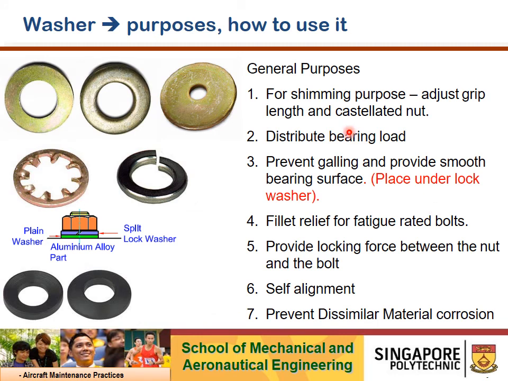The general purposes of washers: they are used for shimming purpose, to adjust grip length for the fastener installation and the castellated nut, distribute bearing load, prevent galling and provide smooth bearing surface. That is the usage of the lock washer. Fillet relief for fatigue rated bolts, the radius fitting bolts we mentioned earlier. The type of washer to be used will be countersunk. And provide locking force between the nut and the bolt, self-alignment, and prevent dissimilar material contact.